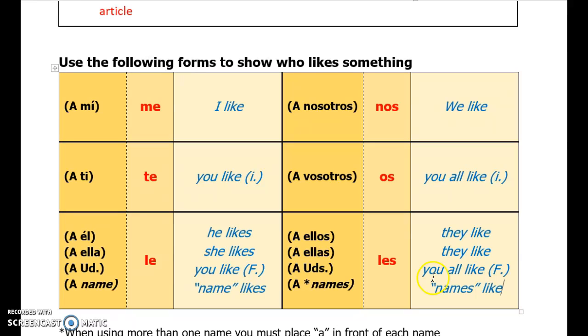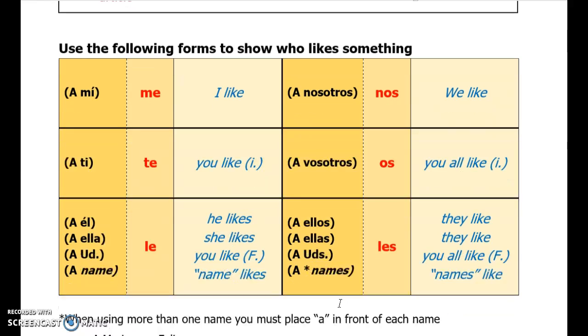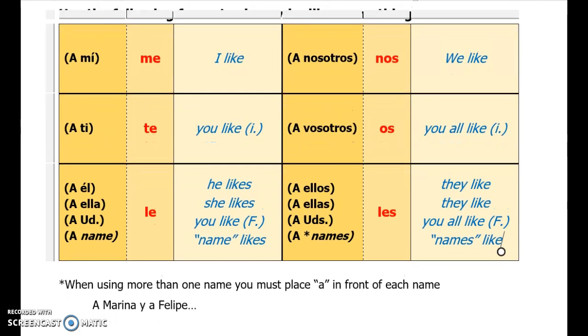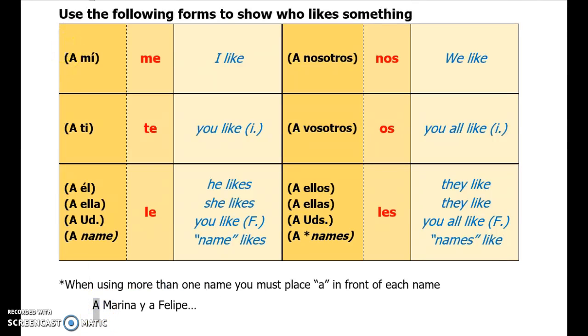Okay. Now, something in particular, and I have a little asterisk here, when you are dealing with multiple people, so if you want to say like Mariana and Felipe both like something, you have to put an a in front of both names, not just one. You have to use it in front of both, right? So this me, te, le, nos, os, and les tells you who is liking something.